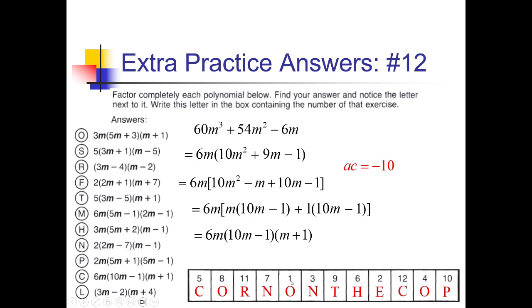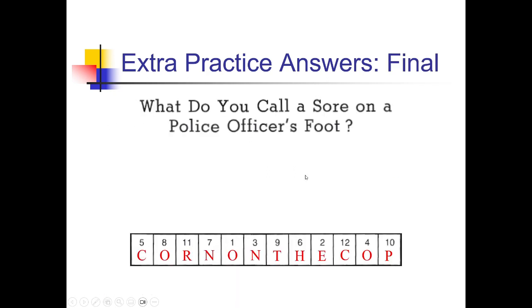And now we've completed all of the missing letters. We can go ahead and solve the puzzle. So the original riddle was, what do you call a sore on a police officer's foot? And looking here, it looks like the first word is going to be corn. And then we have O-N, that's on, T-H-E, that's the. And then our last 3 letters, C-O-P, that spells cop. So corn on the cob, kind of like corn on the cob, I guess.